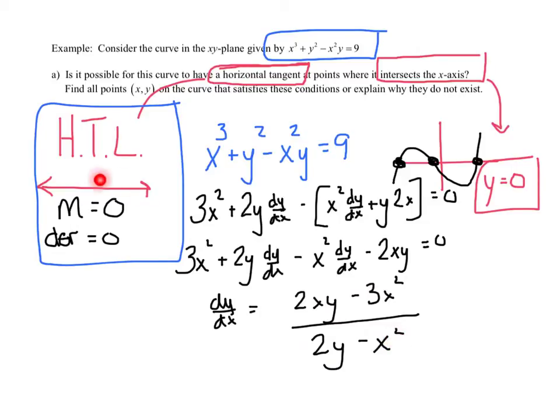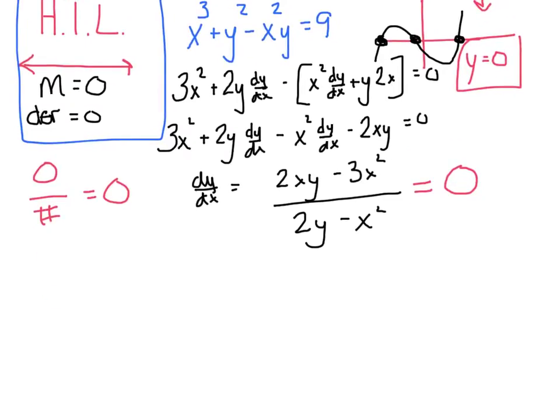Now, we said horizontal tangent line meant take that derivative and set it equal to 0. So now we'll just put an equal 0. Now again, you don't have to memorize anything. Think, if a fraction equals 0, which part was actually 0? Well, that's 0 divided by any number. So I'm really just setting my numerator equal to 0. So 2xy minus 3x squared equals 0.